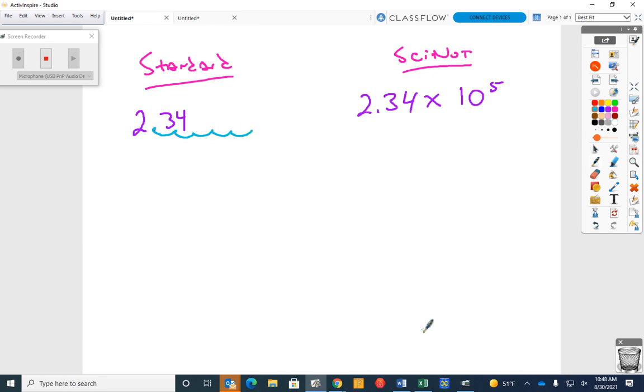What do you think we're going to fill in those spots with? Zeros. Okay, now when you do this, it looks kind of messy. So we're going to rewrite it as a nice, neat number, 234,000. Okay? Isn't that easy? Yes. Okay? Try this one. Let's say I have 8.02 times 10 to the 7th. Let's see if you can write that in standard form.